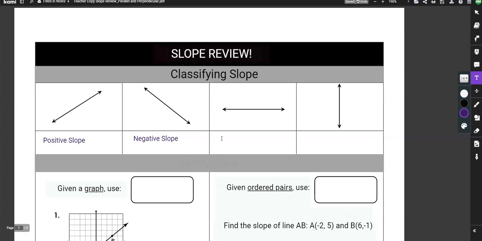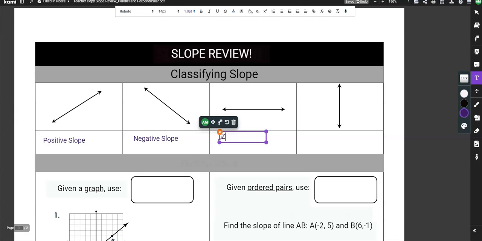A horizontal line is a zero slope. You can just put the number 0. One key factor to remember is that for a zero slope, the y values are always the same. So there's the same y value.